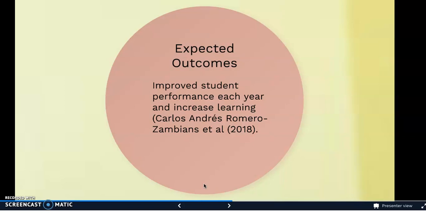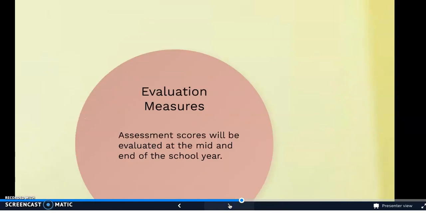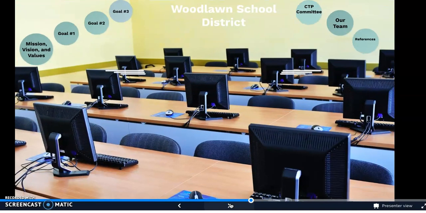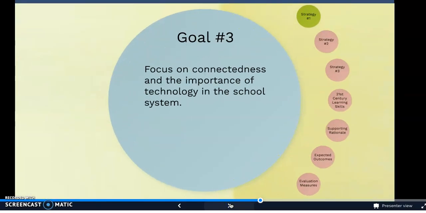We expect to see improved student performance each year of this initiative by about 2%, so a total of 8% over the course of the 4 years. The assessment scores will be evaluated in the middle of the year and then again at the end of the year, and our committee will determine what changes might need to be made to our initial plan based on those results.